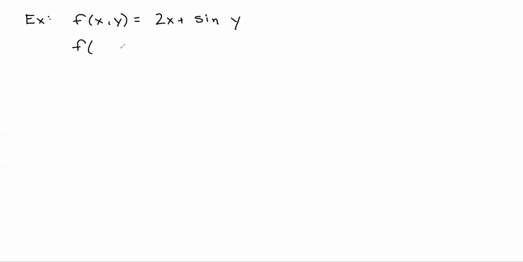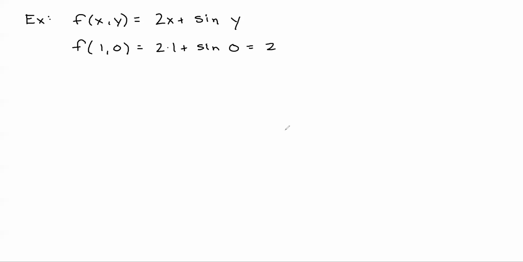All right, so if you do f of, we could plug in 1 and we could plug in 0. And traditionally with functions, whatever you put in place of x and y on the left, you put in place of x and y on the right. So we're going to just do that as well. So we have 2 times 1 plus sine 0, and that's going to equal 2.